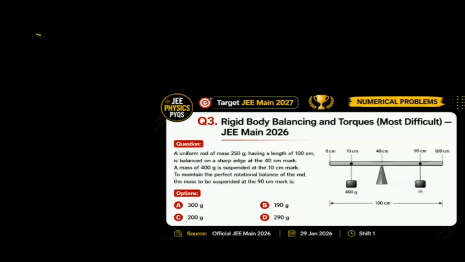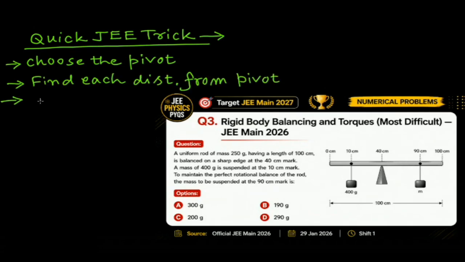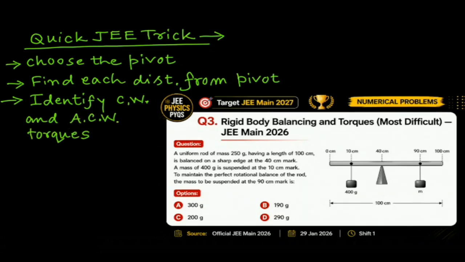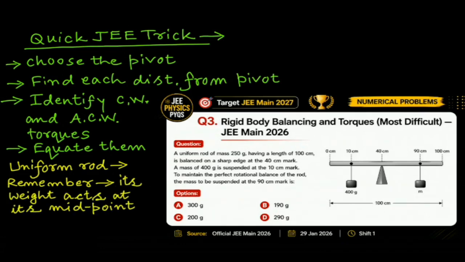Quick JEE trick for these balancing problems: don't try to calculate forces unnecessarily. Just remember, choose the pivot, find each distance from the pivot, identify clockwise and anticlockwise torques, equate them, and for a uniform rod, always remember its weight acts at its midpoint. This was a simple application of rotational equilibrium, but the main trap was correctly accounting for the torque due to the rod's own weight.